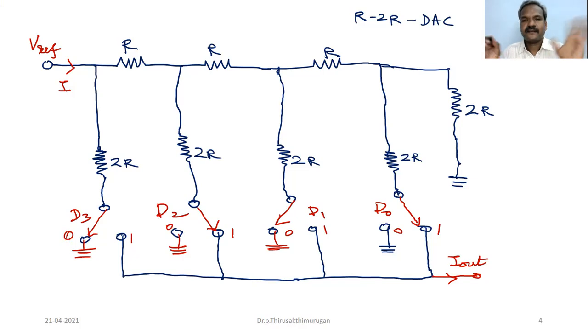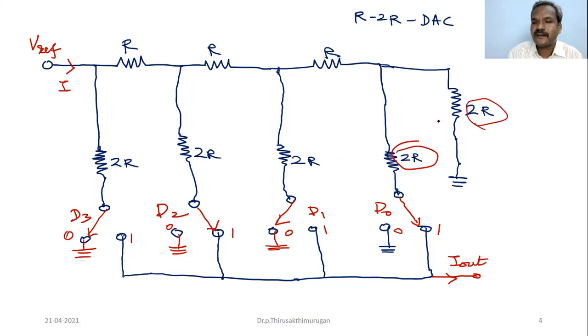First, carefully listen. What is the equivalent resistance when this is grounded, keeping the others disconnected from this circuitry? When it is grounded here, 2R and 2R are in parallel, so the equivalent resistance becomes R. That R value is added with this, so again another block comes. So R plus R is 2R here.